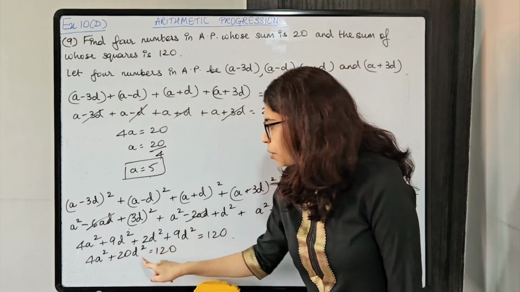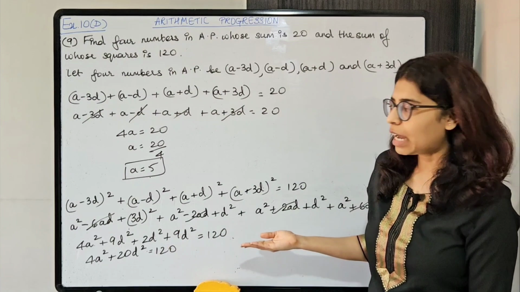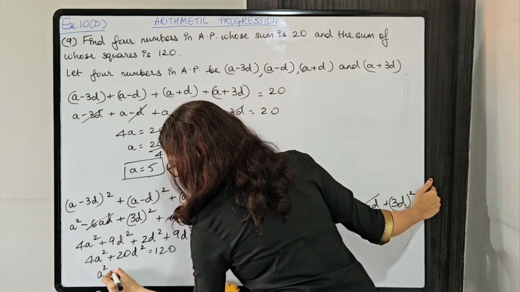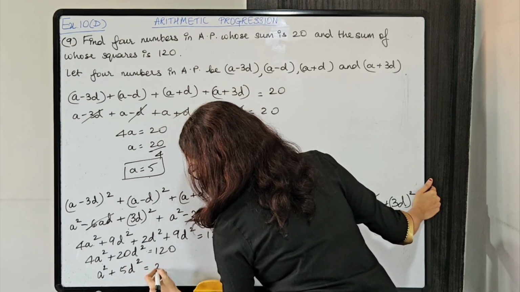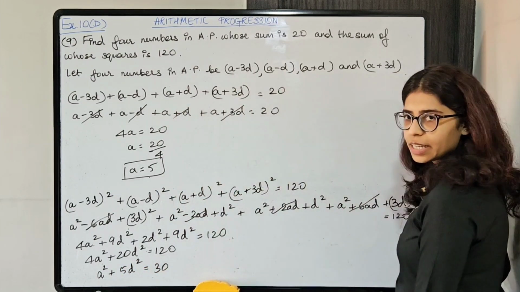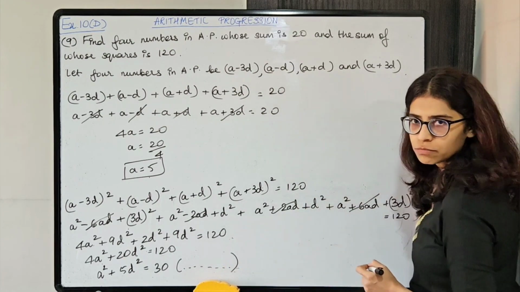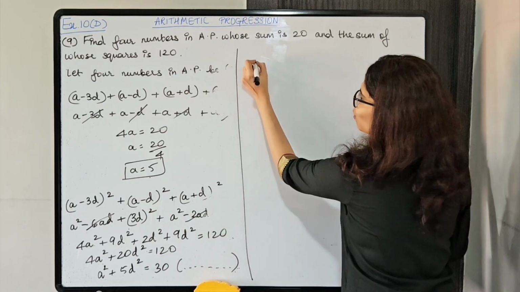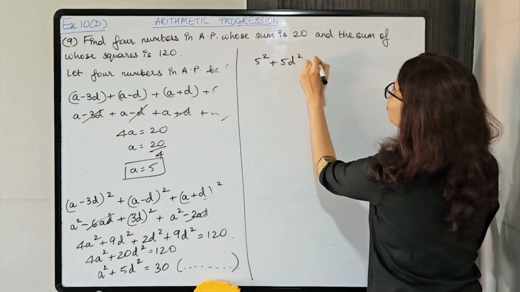If you notice, all the numbers are divisible by 4, so let's divide the entire equation by 4. So a square plus 5d square is equal to 30, right? You have to give reason over here, dividing throughout by 4. All right, now putting a as 5, so 5 square plus 5d square is equal to 30.